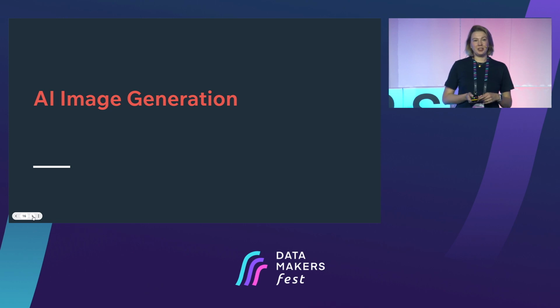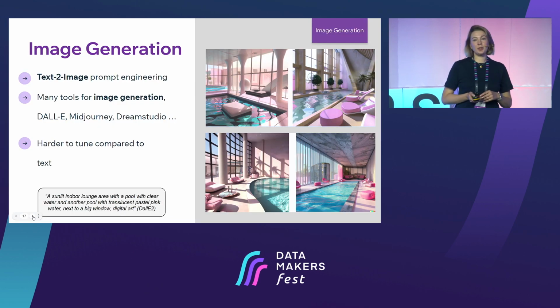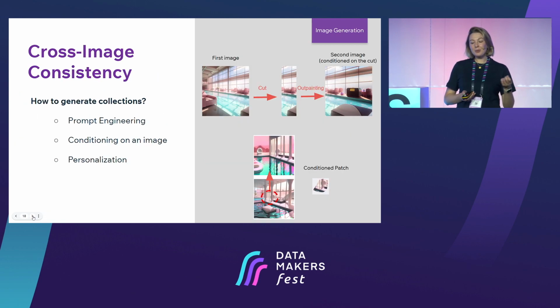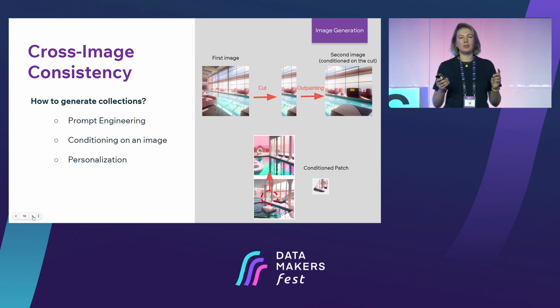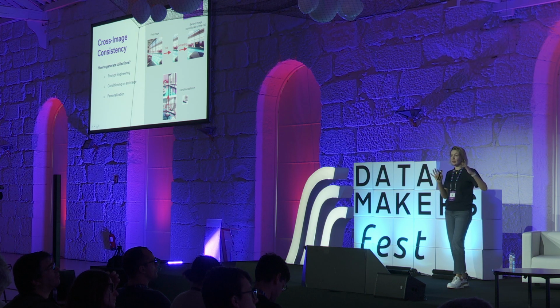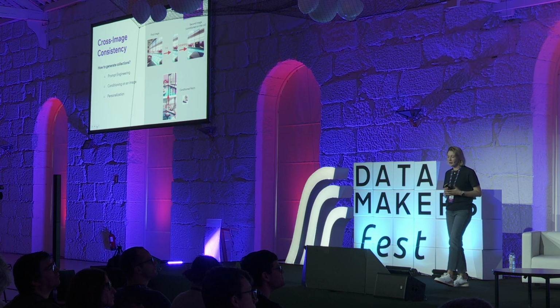Switching to image generation, what about it? Of course, we have many tools to generate images, and it's a text-to-image interface, so you basically prompt DALL-E, Midjourney, DreamStudio, whatever, with what you want to get. It's a bit harder to tune. But what about graphic design? In graphic design applications, it's super important to have image consistency. You don't need one image for your design. You need the whole collection. And you want these images to look similar and to have something in common. And it is a challenge.